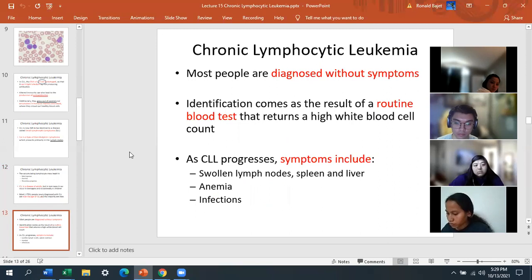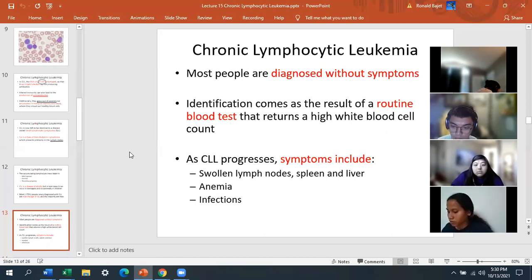Again, similar to CML, most people are diagnosed without symptoms. You don't feel good, you go to the doctor, he'll order some lab tests, chemistries, and a CBC, and he'll come back and say, unfortunately, sir, it looks like you have leukemia. We'll have to do further tests. So identification comes as a result of a routine blood test that returns a high white blood cell count.